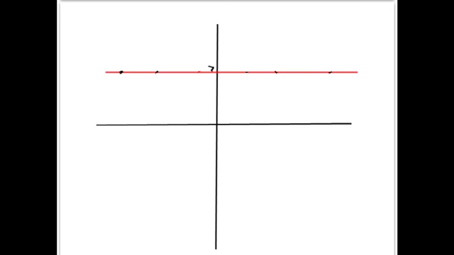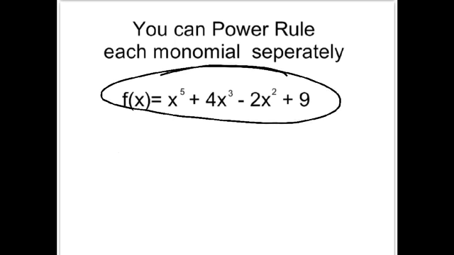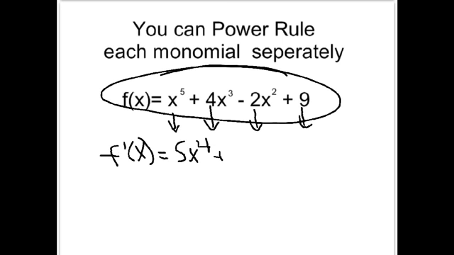And that makes sense, because if we look at the graph of that constant and we think about the derivative as the slope of the tangent line, we would see that if I drew a tangent line to that line, the slope would be 0. I can do the power rule separately, which means that if this function is described as this whole thing, I can find f prime of x by doing each monomial independently. So the derivative of x to the 5th power is 5x to the 4th, plus 4x cubed is 12x squared, minus 2x squared is minus 4x, and the derivative of 9 is going to be 0.